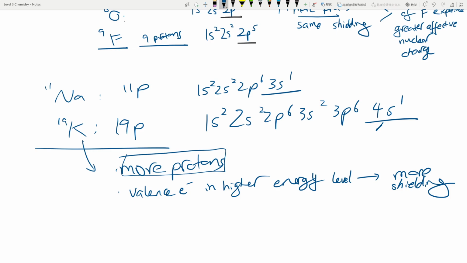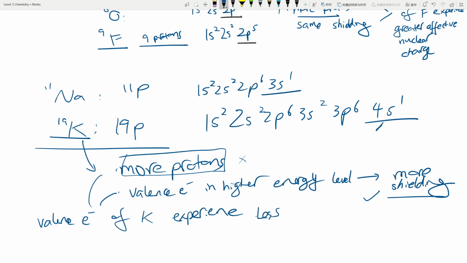When you're going across the period, the extra protons are more significant because the shielding effect is roughly the same. But when you're going down the group, yes, you still have more protons, but they become far less significant compared to the shielding effect. So if you look at potassium as an example, there are more protons, but this is not really significant. There's more shielding effect. As a combination of these two effects, the valence electron of potassium would experience less effective nuclear charge.